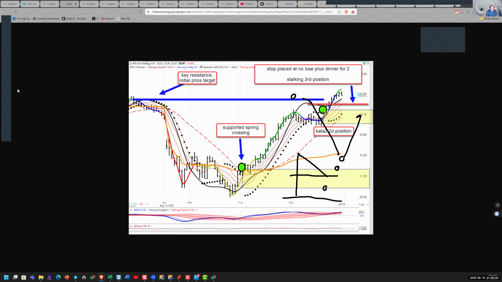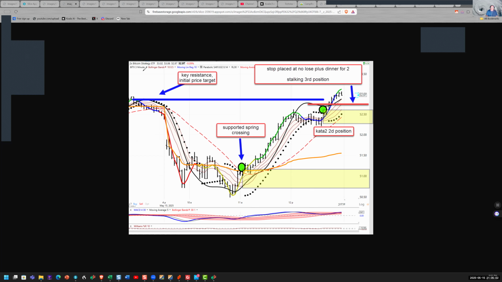This one was Bitcoin. So this is BITX, a double leverage. This is a 3-minute. Here was yesterday's close. Here was the gap down. Now we just noticed a sell off, comes back to test the VWAP, sells to a lower low, comes back, but now crosses the 30 period simple moving average. And that creates for us a supported spring crossing.